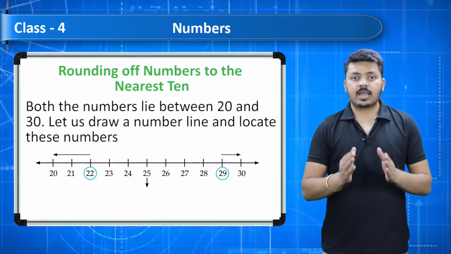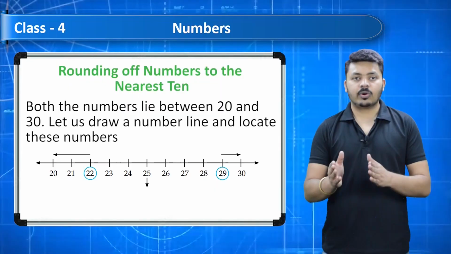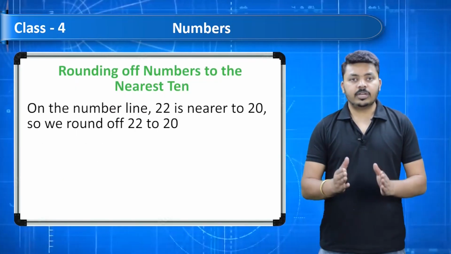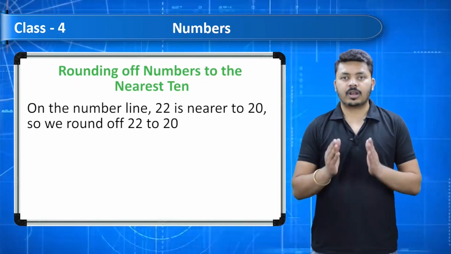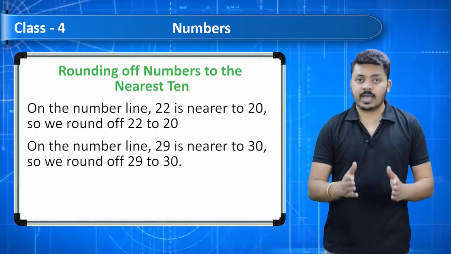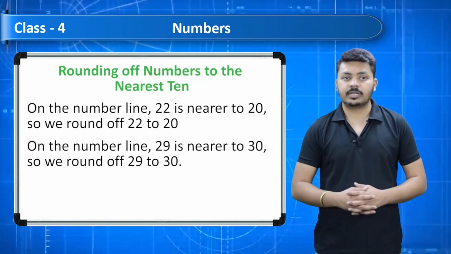Both the numbers lie between 20 and 30. Let us draw a number line and locate these numbers. As you can see, on the number line, 22 is nearer to 20, so we round off 22 to 20. On the number line, 29 is nearer to 30, so we round off 29 to 30.